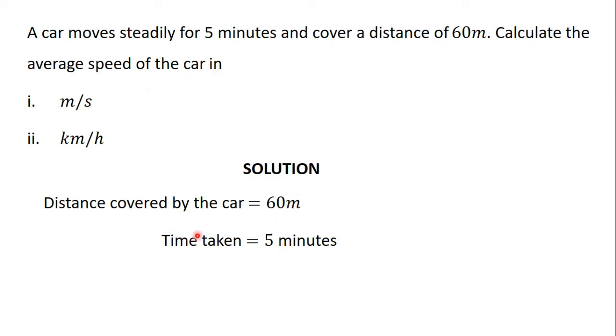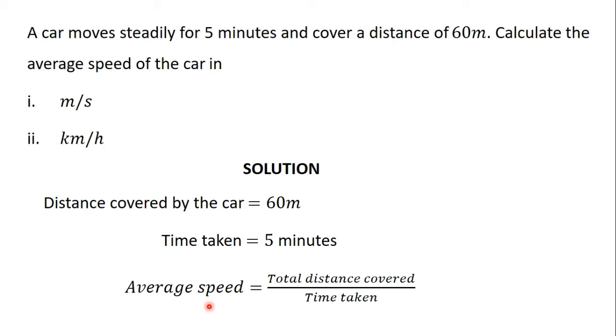We are going to use this information to calculate the average speed of the car in I, meters per second, and II, kilometers per hour. We know that the average speed will be equal to the total distance covered by the car divided by the time taken by the car. Here, we want the average speed in meters per second and in kilometers per hour.